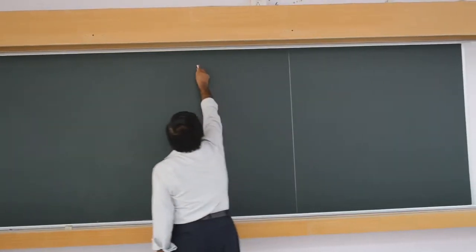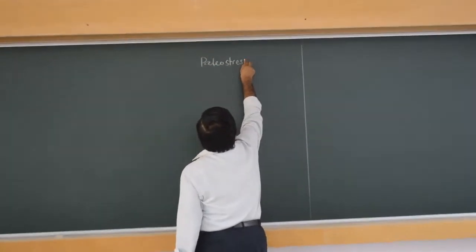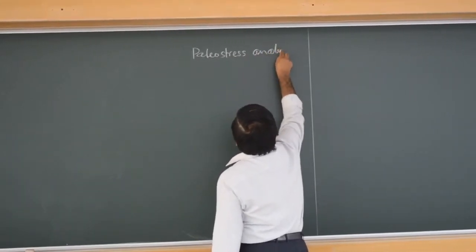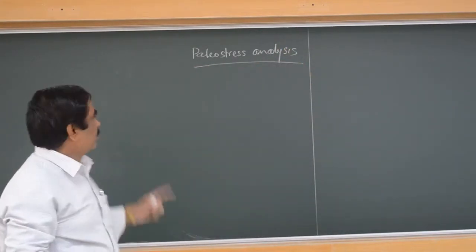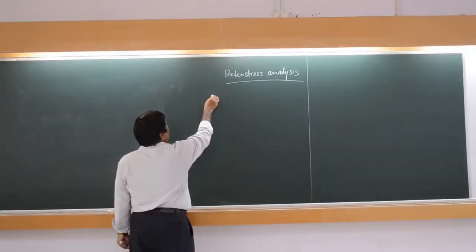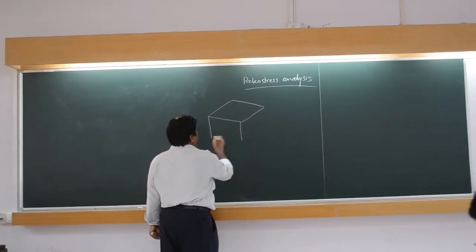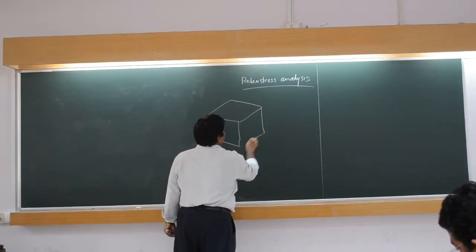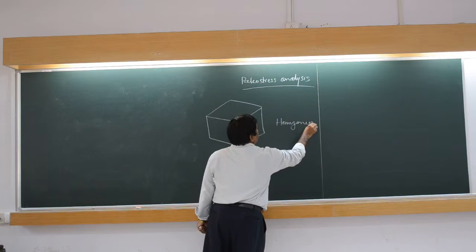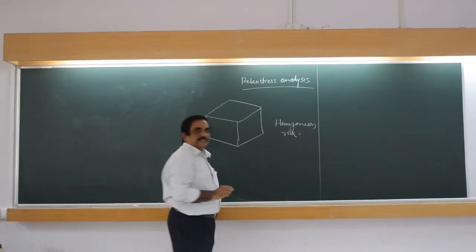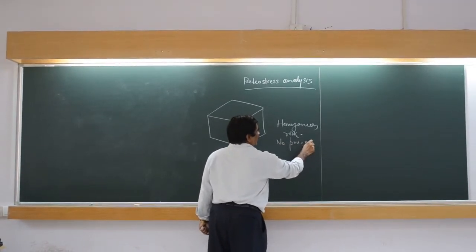So this is under paleo stress analysis. As we have discussed, this is a homogeneous rock. Homogeneous rock means it has no fracture area, no pre-existing fracture. That is the first situation.